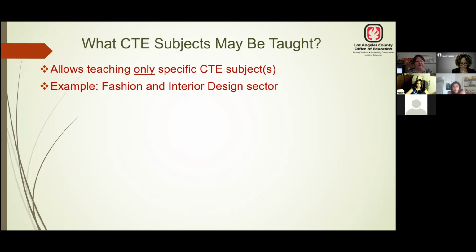So let me give you some examples of this, because this is a real point of confusion I found. Let's say you were given fashion and interior design as the industry sector on your credential. Well, that was based upon you submitting documentation of work experience. And there are a variety of subjects that fall under fashion and interior design. Let's say, for instance, your work experience was in cosmetology. Let's say you were a hairdresser. That's your background. And based on that, that's how you got fashion and interior design as the sector on your credential.